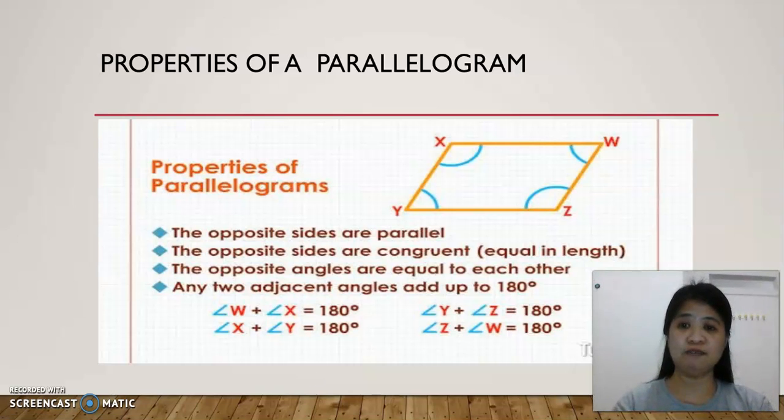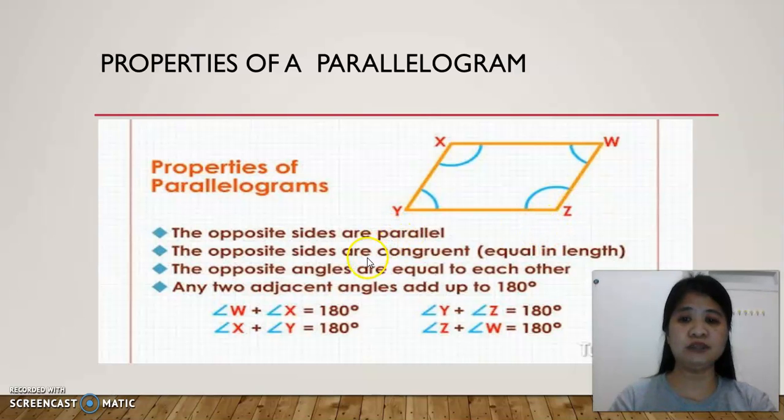So firstly, the opposite sides of a parallelogram are parallel. As you can see, we have side XW parallel to YZ. Then XY is parallel to WZ. Next, the opposite sides are congruent, or equal in length. So side XW has the same length as YZ, and XY has equal length to WZ.